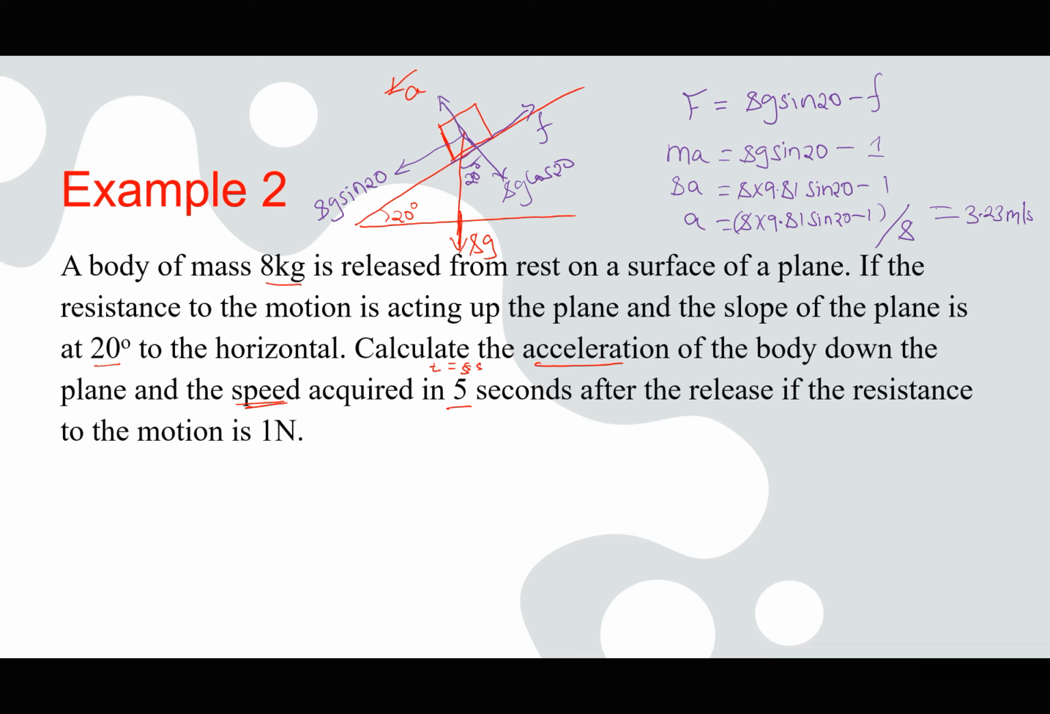So that is the acceleration, and then they want us to find the velocity after 5 seconds. So if it starts from rest, it means the initial velocity is equal to 0. So the initial velocity is equal to 0 because it starts from rest.